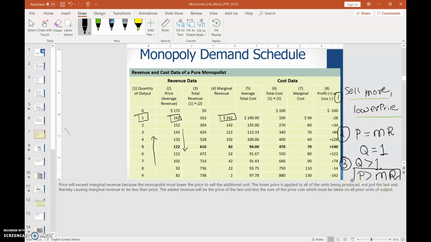The next thing to notice here is the total profit. I'm using the total revenue and the total cost approach. So looks like the maximum profit in this example is 140. And this happens when the monopolist produces 5 units of output.